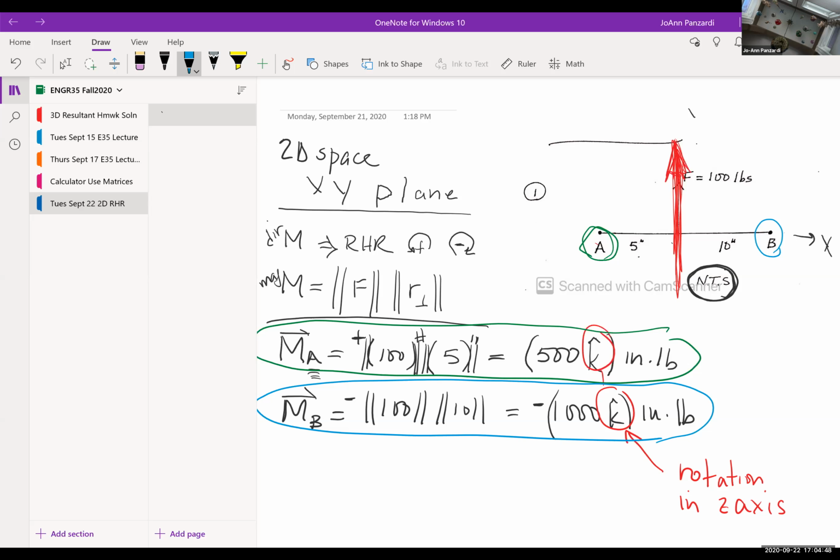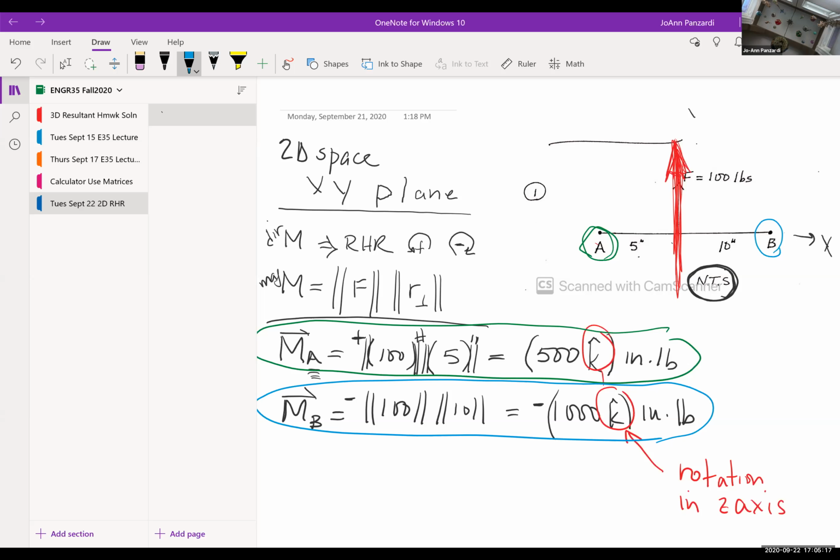I know coming from math, you think 500 is greater than negative 1,000, and that's true on a number line. But the greater spin is caused at point B. Because typically in statics, it doesn't matter if a crane is tipping one direction or the other direction, it's tipping and it's failing. So the greater moment is at B.